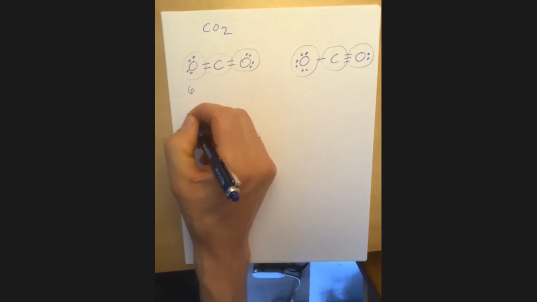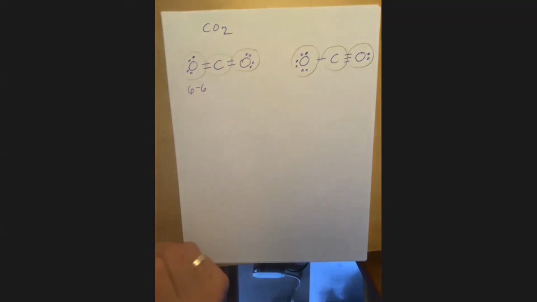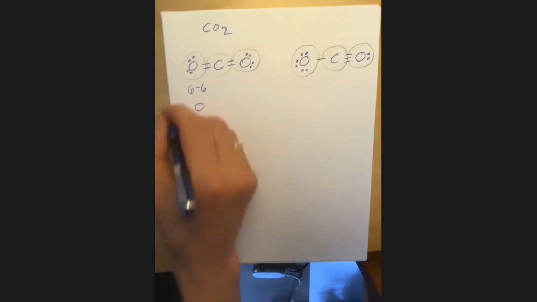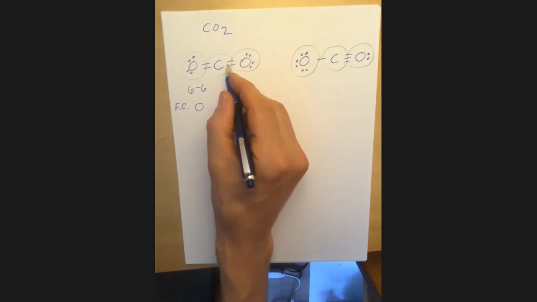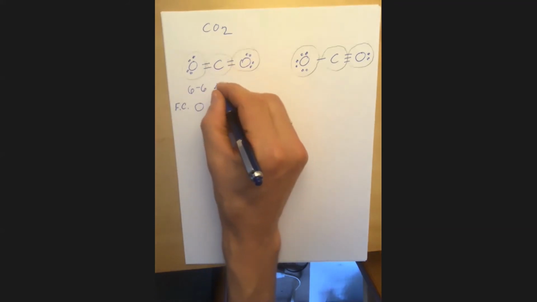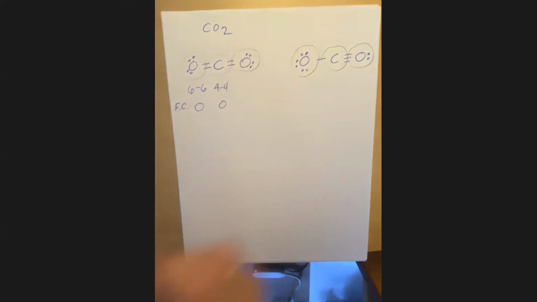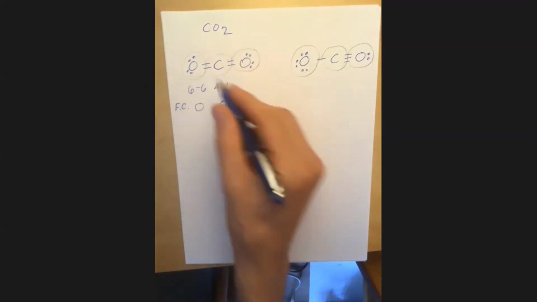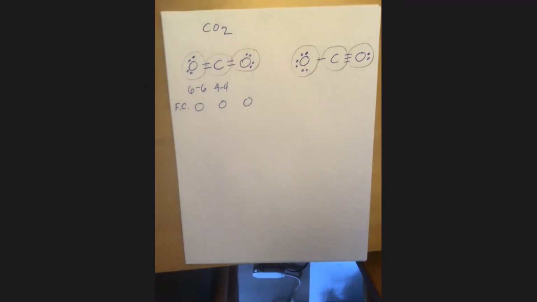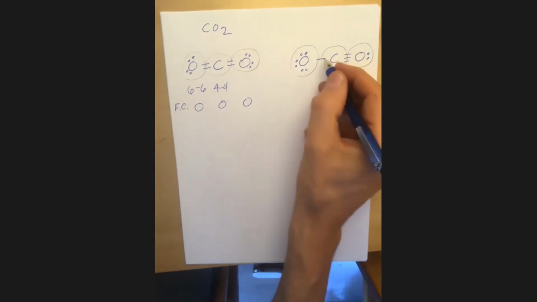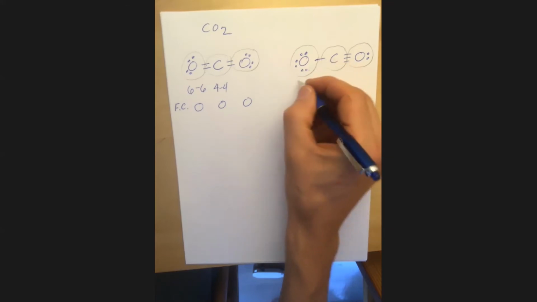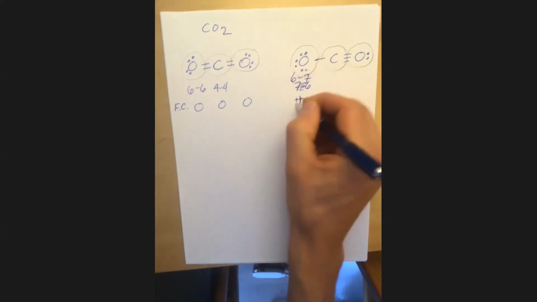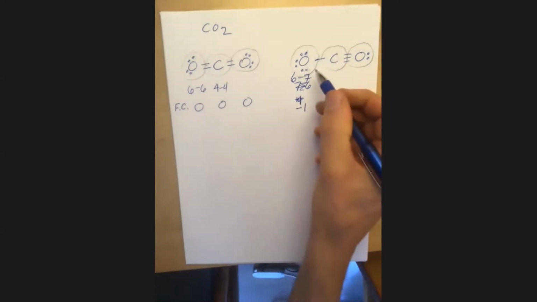6 valence electrons minus 6 bonding electrons leaves a formal charge of 0 for that oxygen. For the carbon, 4 minus 1, 2, 3, 4 leaves 0. For this oxygen, the same as that oxygen, 0. But over here, I've got 1, 2, 3, 4, 5, 6, 7. It's 6 minus 7, formal charge of -1. That makes more sense because it's got more electrons.